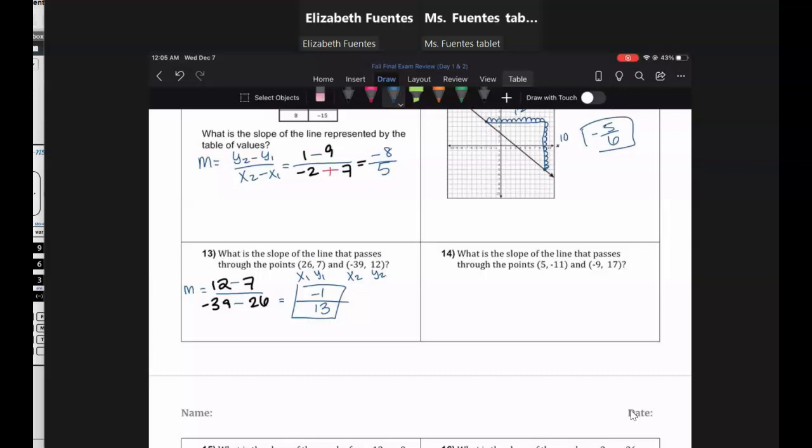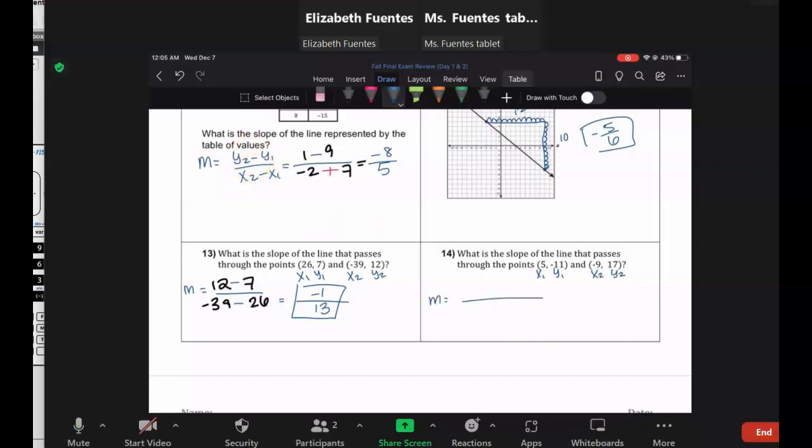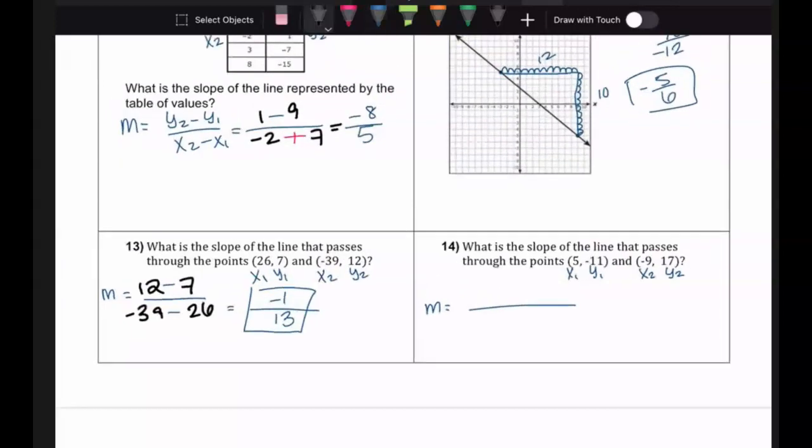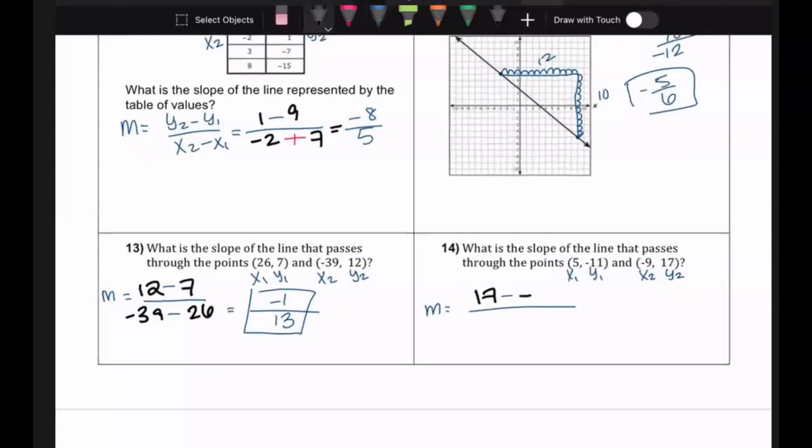Number 14 is exactly the same. So we'll still do x1, y1, x2, y2. And I'm still going to use my slope equation that's up here. So I'm going to do my y2, which is 17, minus my y1, which is negative 11. So y2 minus y1, that's this part. And then x2 minus x1, so my negative 9, minus my 5.